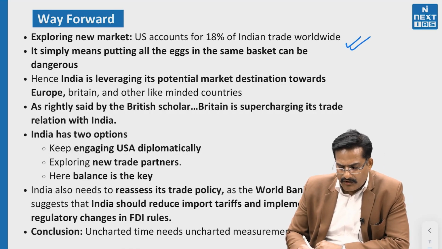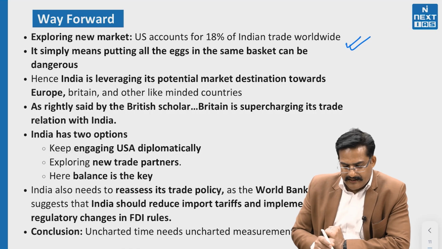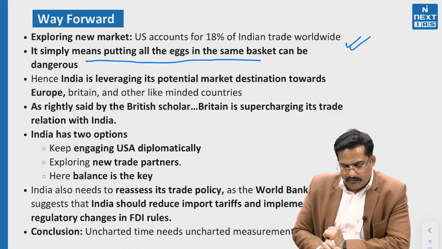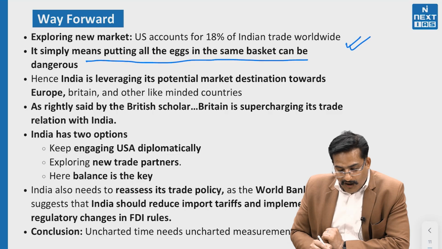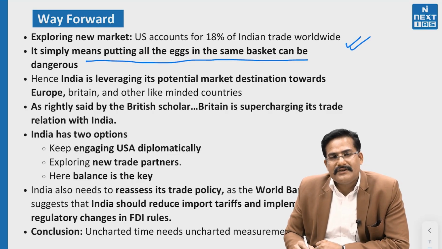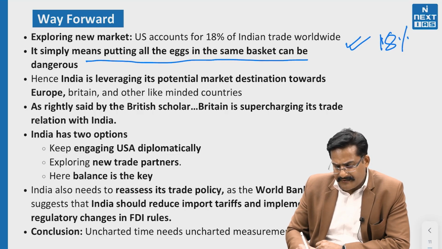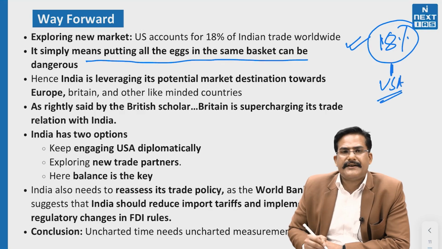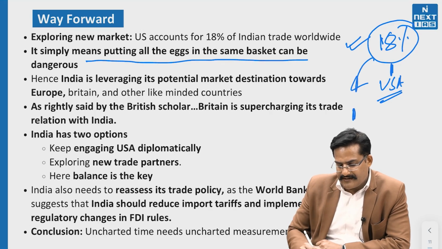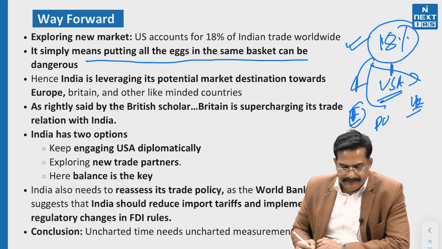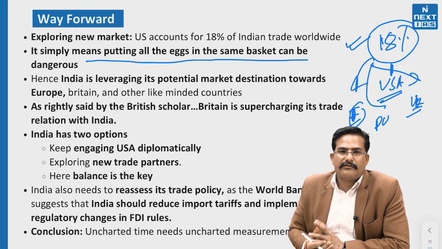India should obviously look for new markets, because in international relations there's an old proverb that putting all the eggs in the same basket can be dangerous. So India's 18% of trade is with the USA, which is huge, right? So we need to diversify our trade basket from the USA to other countries, for example, the European Union, or for that matter Russia or the UK, right? These are the diversification of our trade basket.